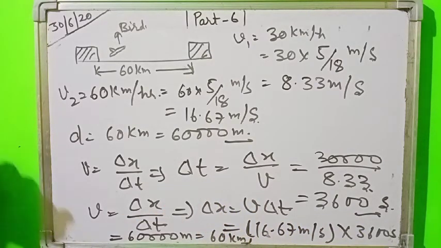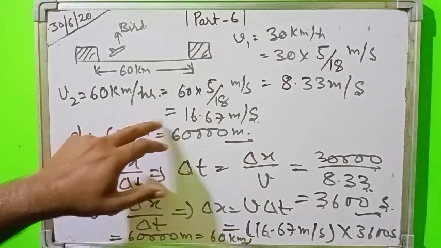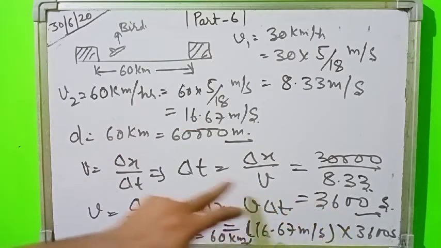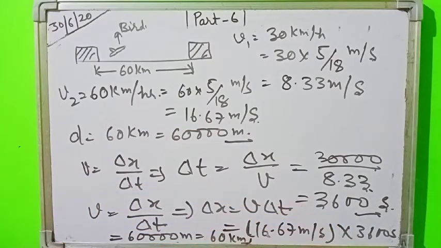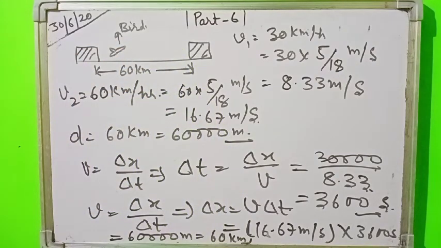If we have the time of collision, then in that time how much distance will the bird travel? So that distance delta x is equal to the velocity of the bird, 16.67 meter per second, into the time of collision. After multiplying we get 60,000 meter, that is 60 kilometer, the distance traveled by the bird from one train to the other before the collision of the trains. So I think it is clear to you all.